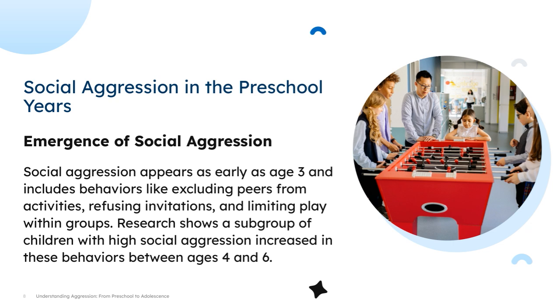The image here helps us see this dynamic in action. Children interacting around a foosball table, where social inclusion and exclusion can play out in real time. It's a vivid example of how these early social behaviors manifest and affect group interactions during the preschool years.